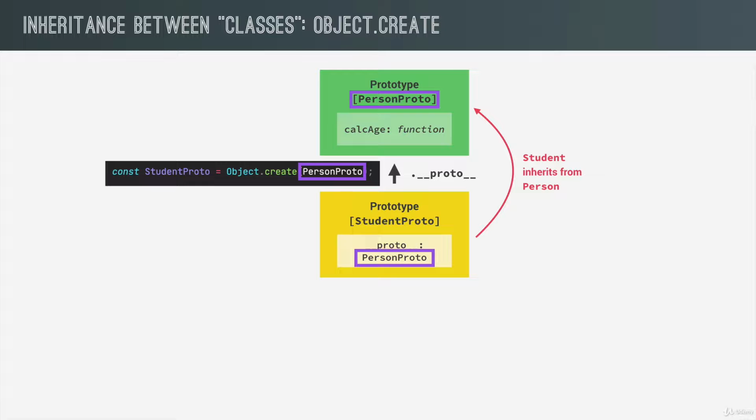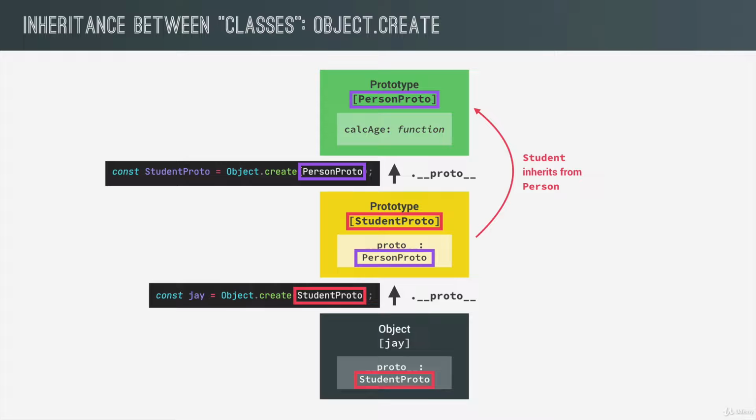Now to finish, all we need to do is to use Object.create again, but this time to create a new actual student object. And of course, we make this student, so jay in this course, inherit from StudentProto, which is now jay's prototype. And like this, we created a nice and simple prototype chain. So jay inherits from StudentProto, which in turn inherits from personProto. And therefore, the jay object will be able to use all the methods that are contained in StudentProto and personProto.